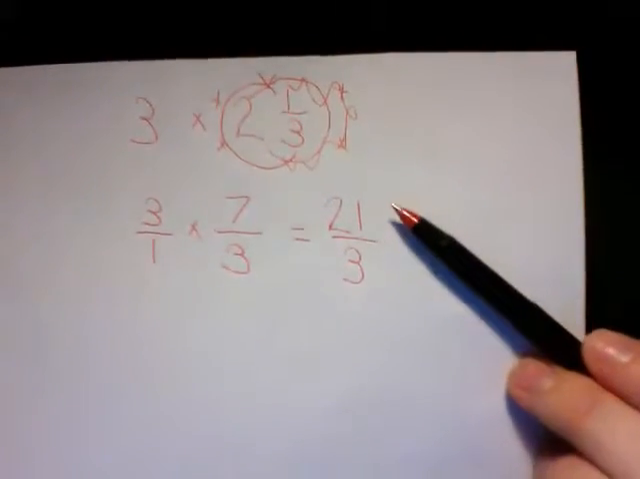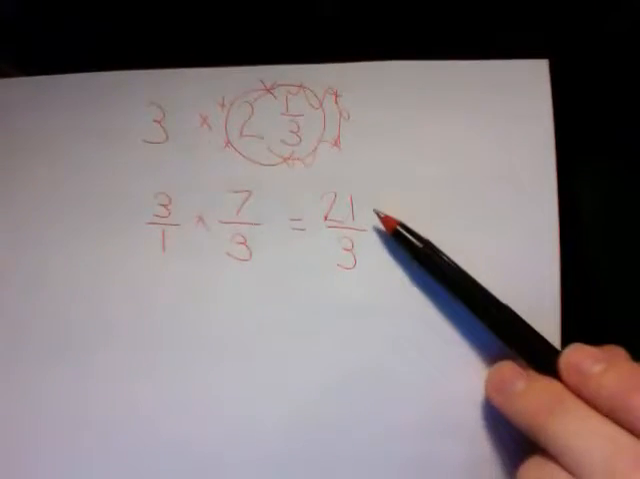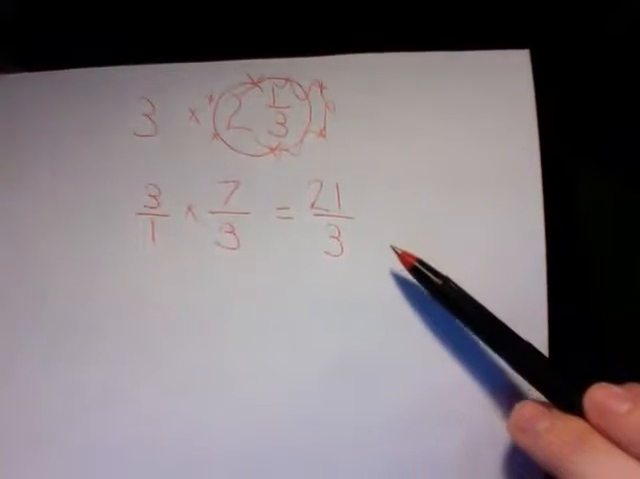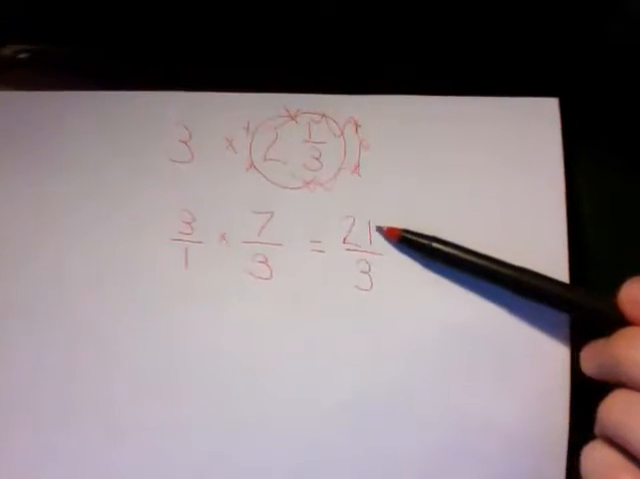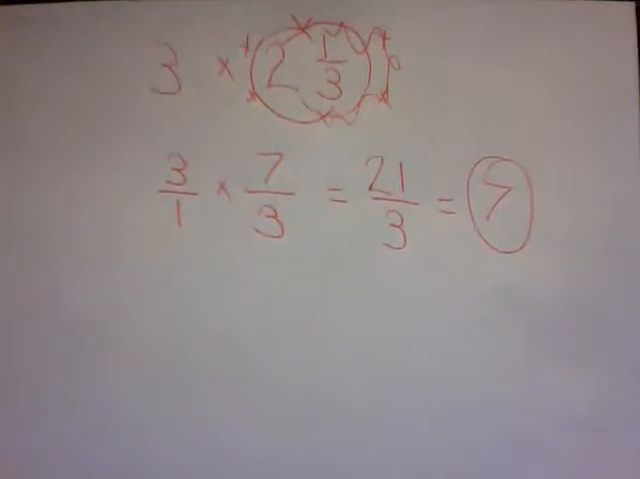Now the last thing I ask myself is, can I leave a fraction looking like this? What kind of fraction is that? That is an improper fraction. I don't like that. So that means literally 21 divided by 3. And I know that 21 divided by 3 is 7. So that's my final answer, 7.